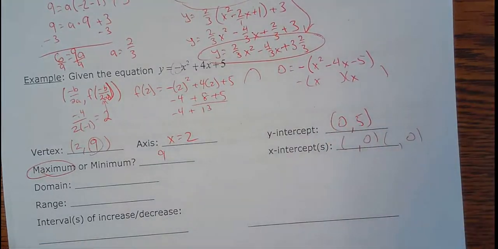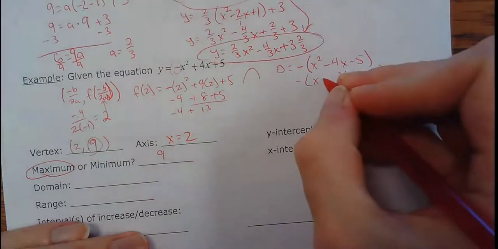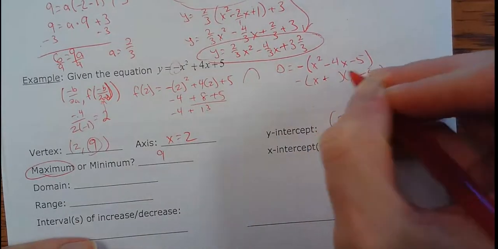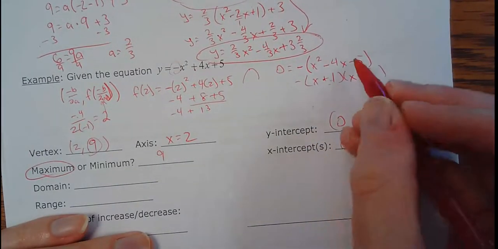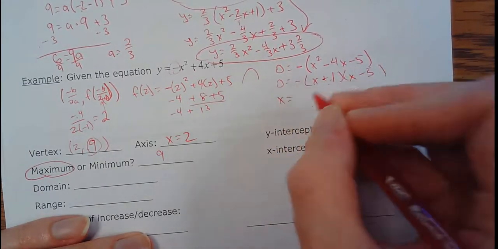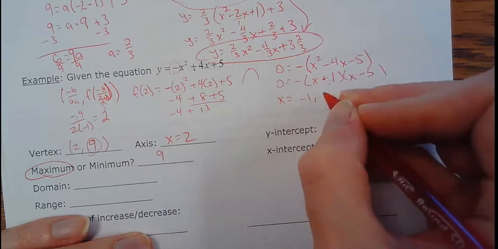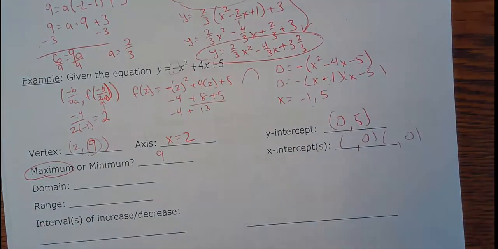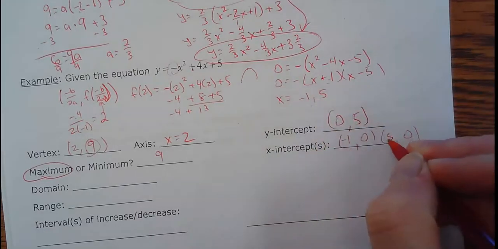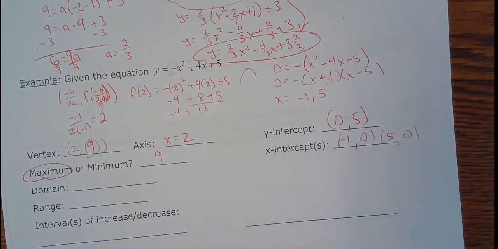So two numbers that multiply to give me negative 5. That means one's positive, one's negative. And when I add, I get negative 4. So that'd be negative 5 and 1. Product's negative 5, sum is negative 4. So that means x would equal negative 1 and positive 5. So when x is negative 1, you get 0, and when x is 5, I get 0. So there's your x-intercepts.